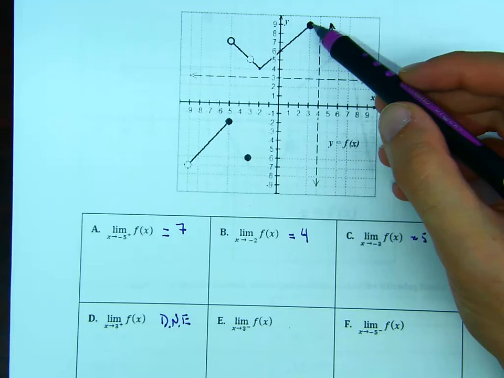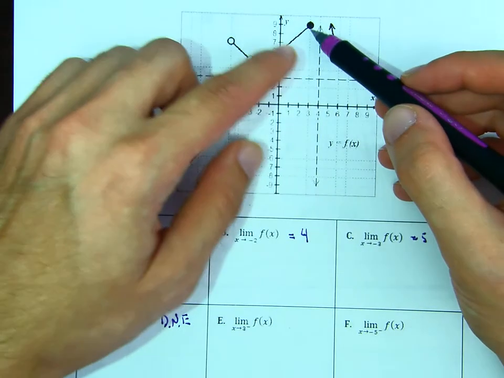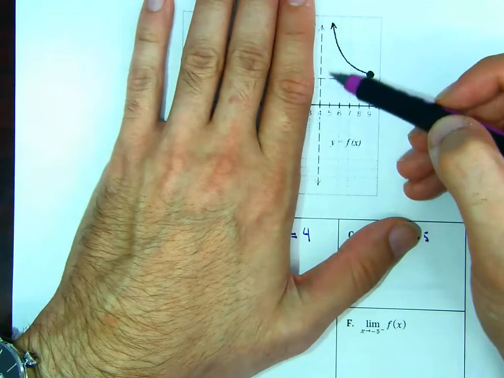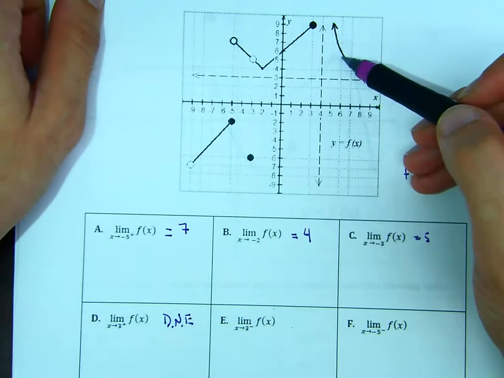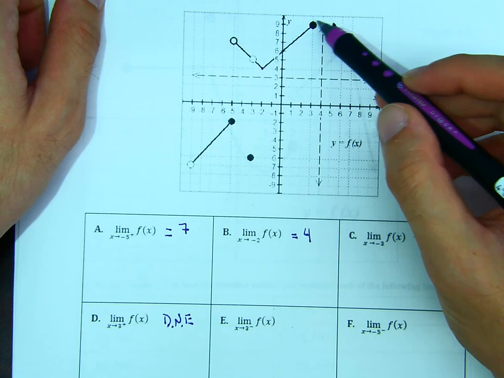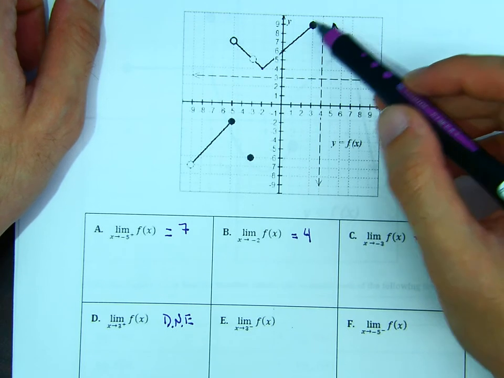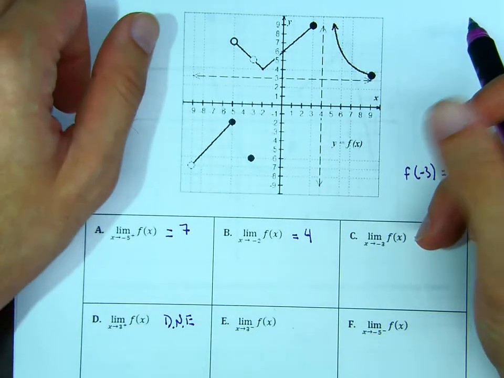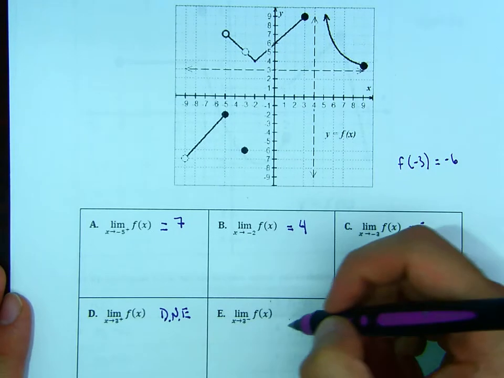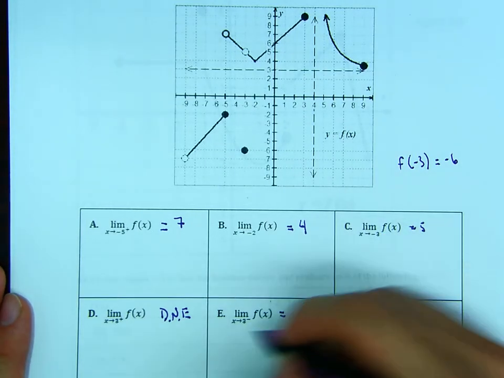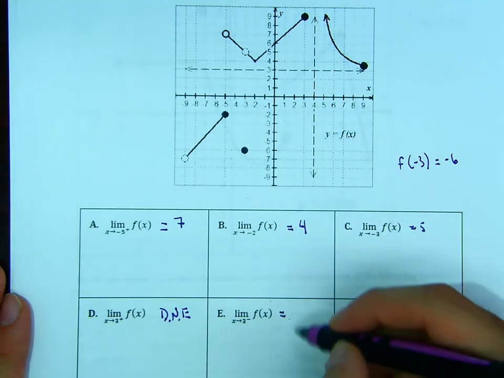But from the right, notice, you see, from the right of 3, hey, what is to the right of 3? There's nothing there. You see, from the right, it's not coming from anywhere. From the left, it's going to 9, but from the right, it does not exist. That was a little tricky. My bad, my bad. Okay, so we just answered E. Yeah, from the left, it's going to 9.